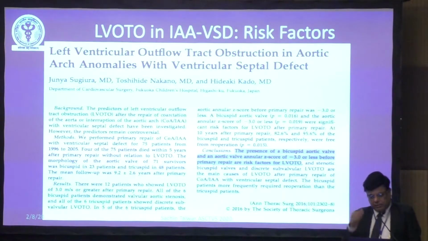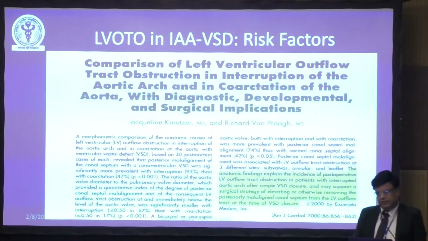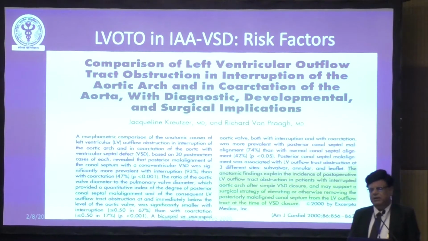Now, this is an important paper, and it discusses the same thing in terms of the Z-scores, which are essential for the development of subaortic stenosis. This is a paper from Richard Van Praagh, and he has studied the morphology of LVOTO and interrupted arch in many patients.